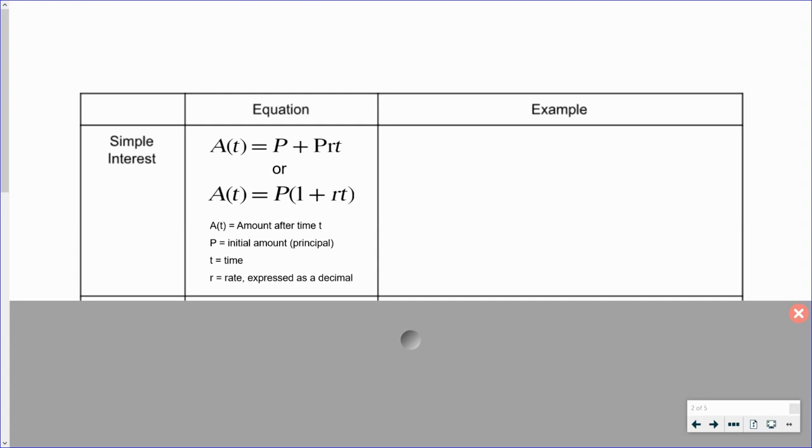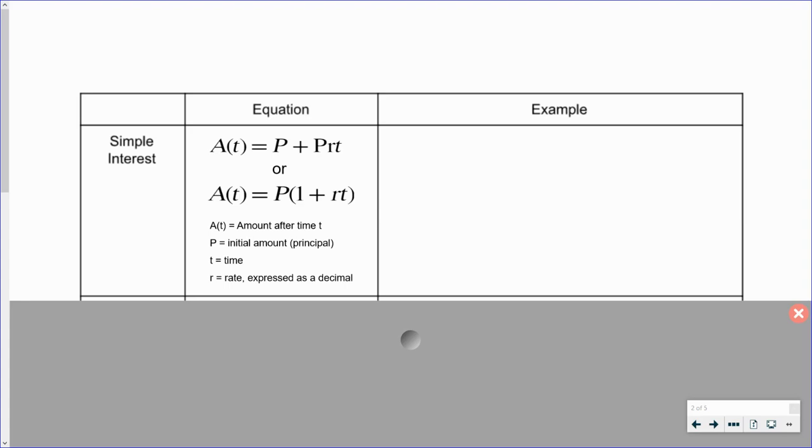A of t equals P plus P times RT. Or you could also take out the greatest common factor of P and write that as A of t equals P times the quantity 1 plus RT. So the variables in this case represent: A of t is the amount of whatever quantity you're working with, after a certain amount of time.